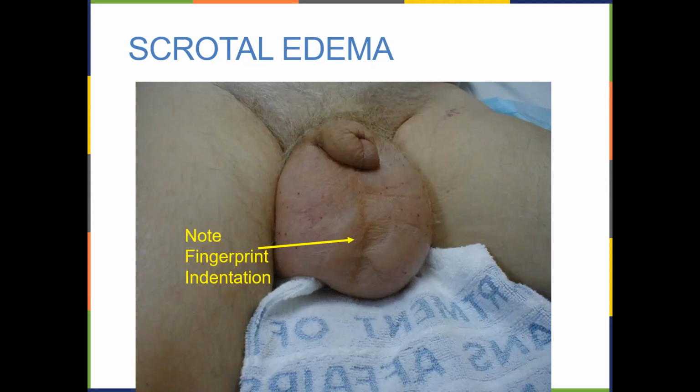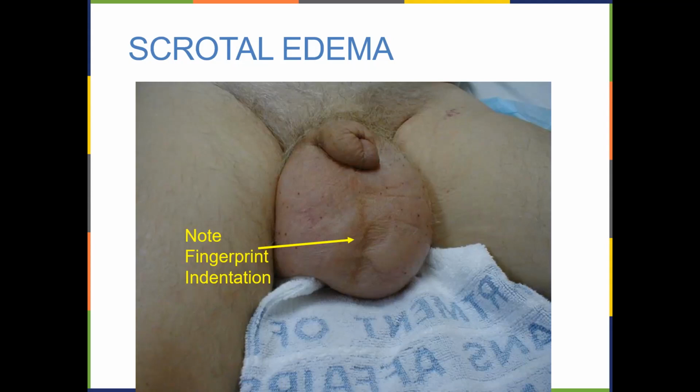Now this is edema that can occur in the scrotum. Something's going on here that allowed fluid to collect inside the testes. We don't know what it is, but I will tell you that this is a good picture of edema. Note the fingerprints in the scrotum.